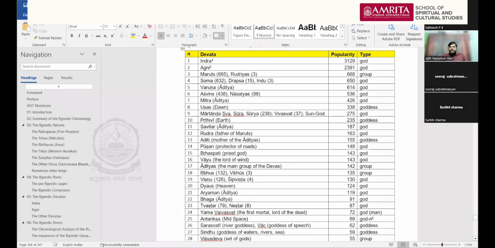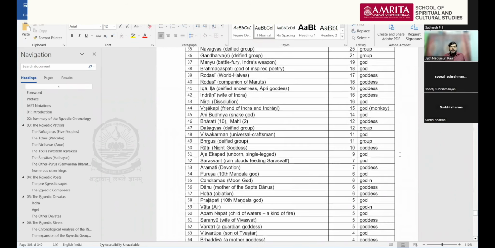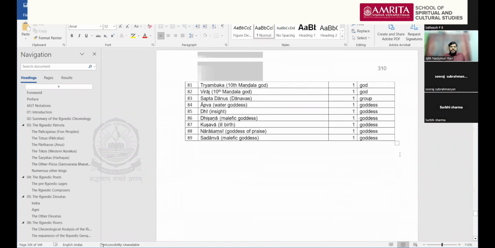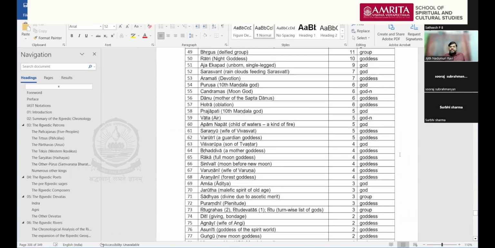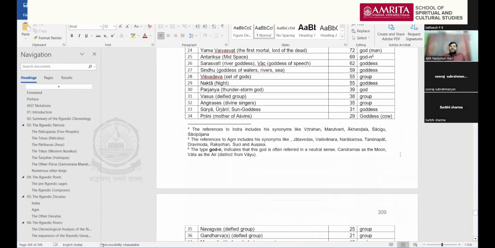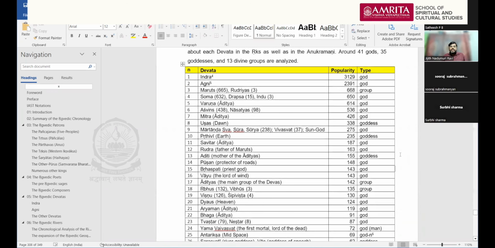So this is the table which is created by analyzing all the references of the Devatas in the Ṛgveda. If you look at the list, it will have around 89 devatas. Some of them are gods and some of them are goddesses. So they are devas and devis, and there are groups of devatas. I will be focusing on all of them. And this is the number you are seeing here.